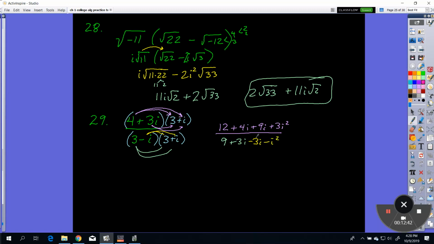So we know that this middle stuff goes away. I squared makes that turn into a plus 1. So really what I have on the bottom is 10. On the top, this positive 3i squared turns into negative 3, so I have 12 minus 3, which is 9. 4i plus 9i is 13i.